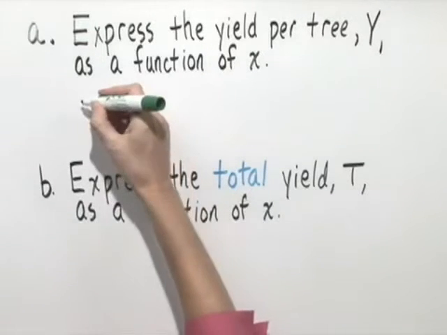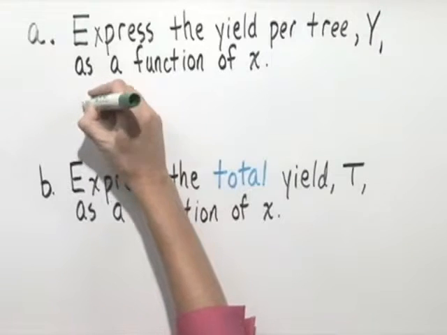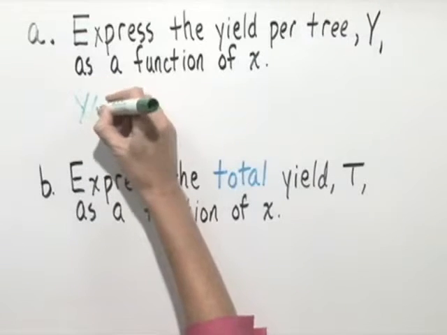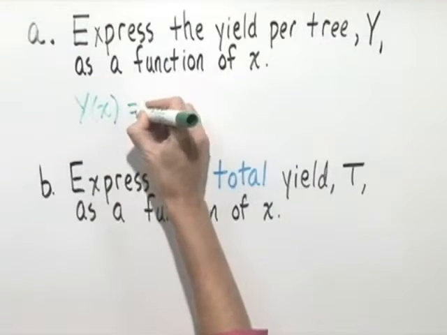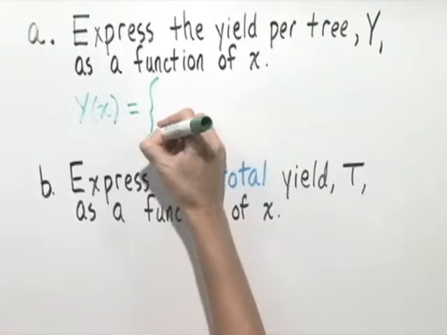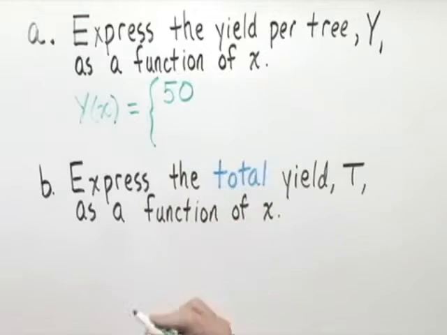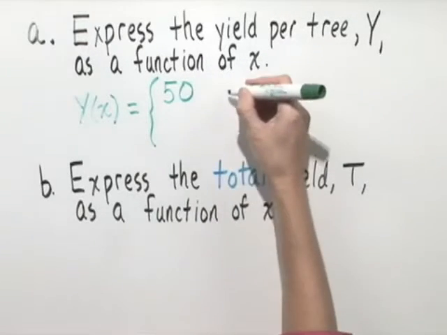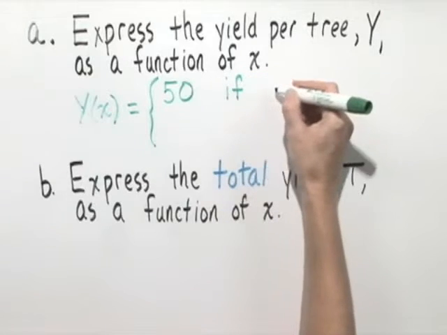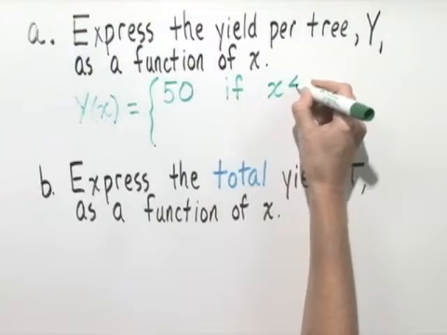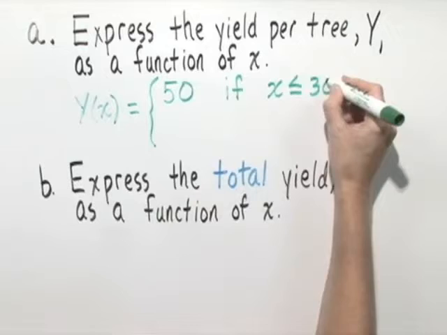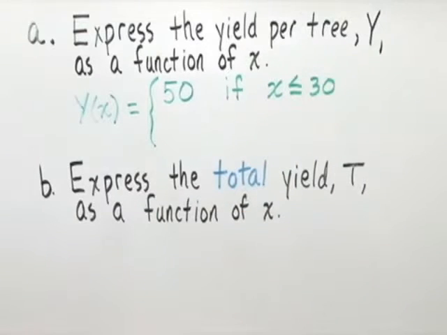So we can write our function y, and we'll write it as y of x since it's a function of x. We have two different possibilities. It's going to be a constant of 50 pounds if there are 30 or fewer trees. So if x is less than or equal to 30, our yield is 50 pounds.